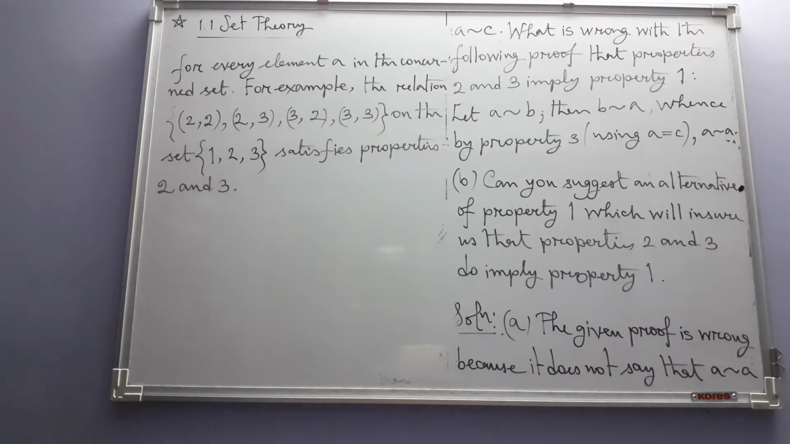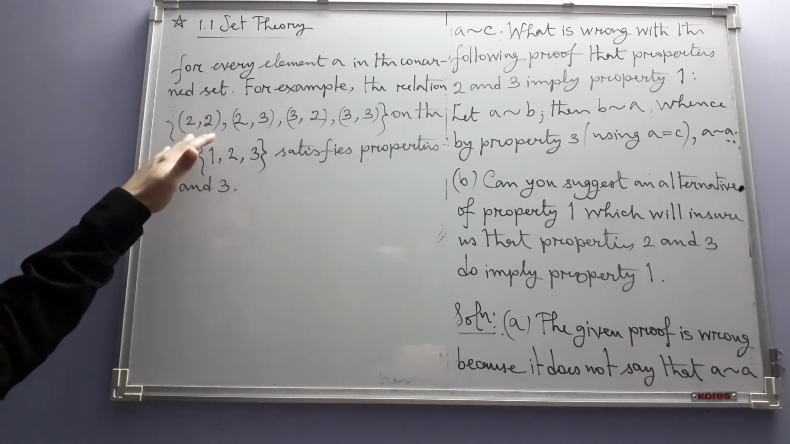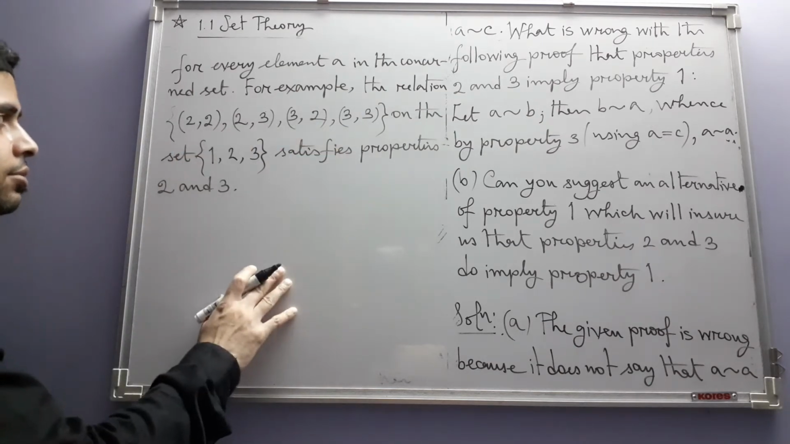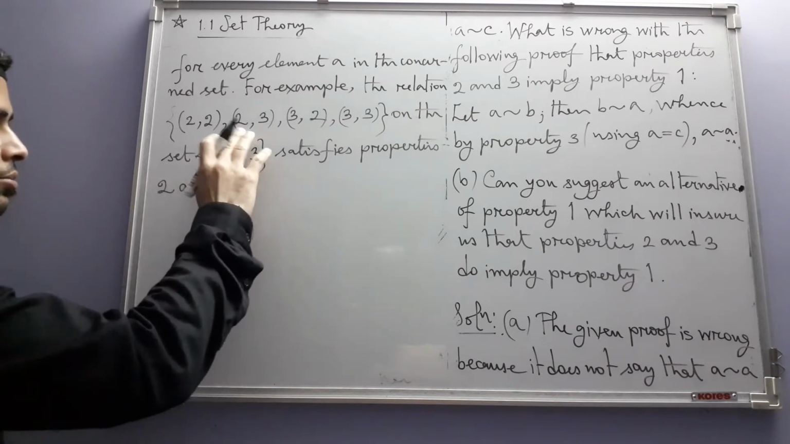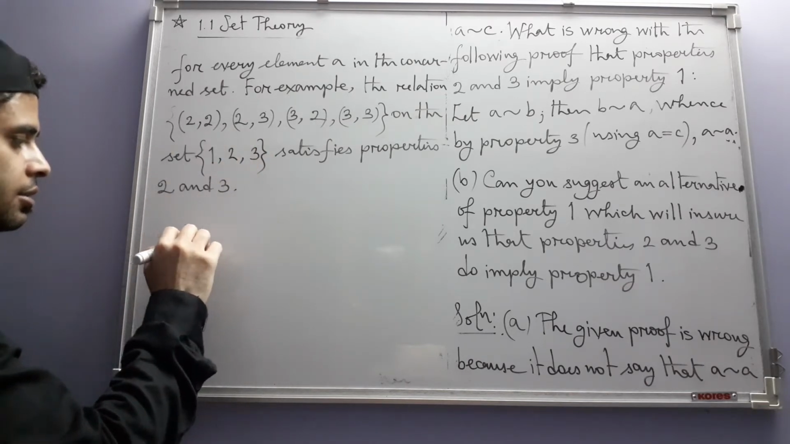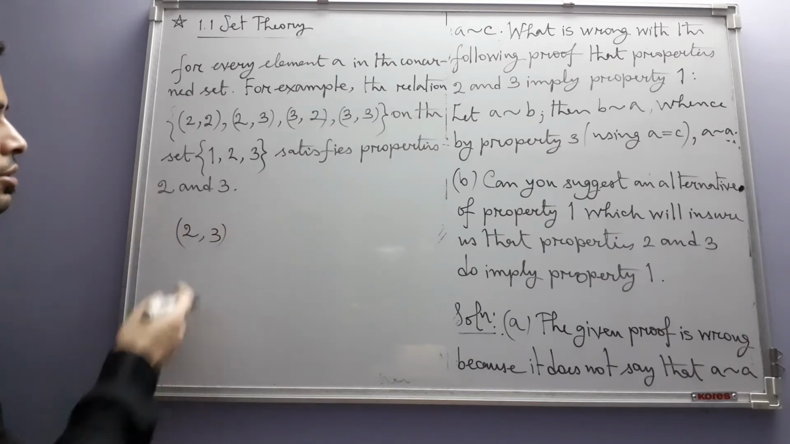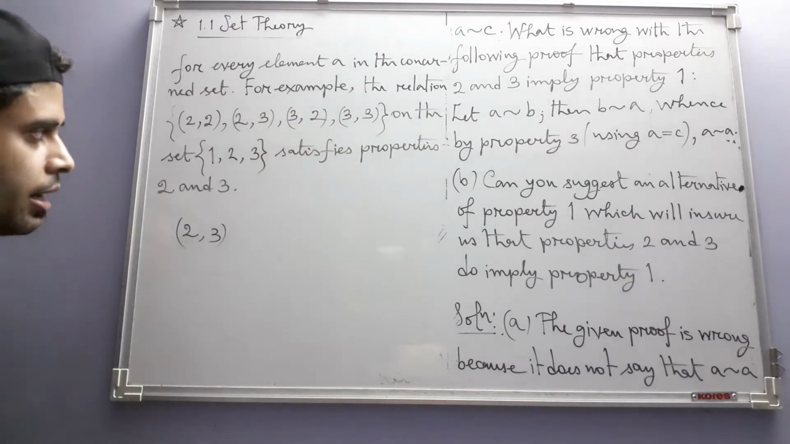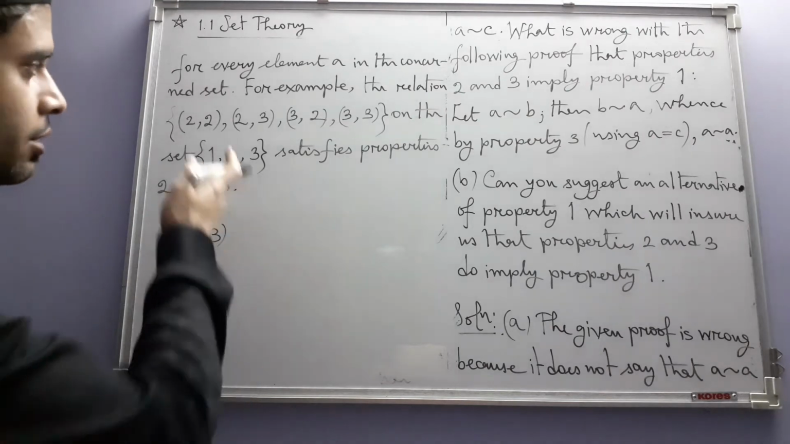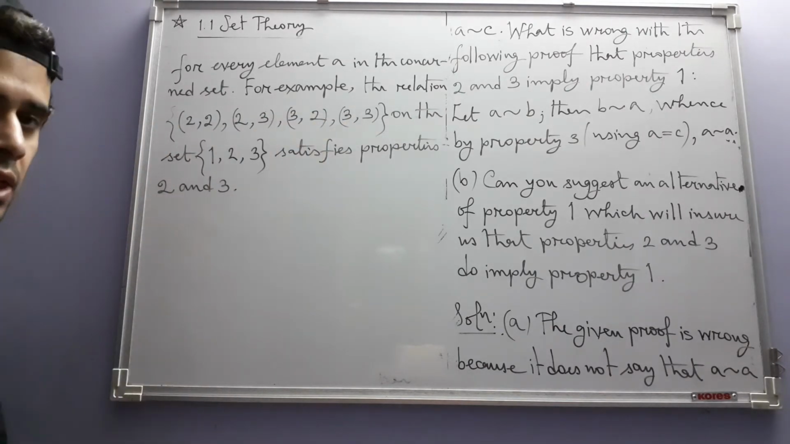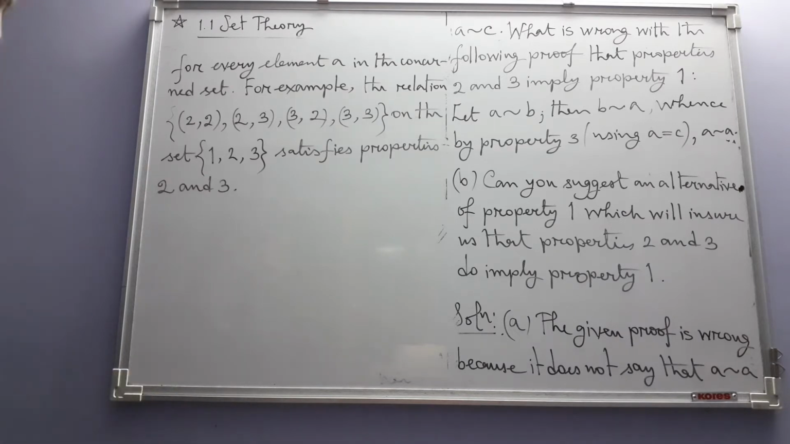This relation is symmetric as well as transitive. You can verify it quite easily. For symmetry, you can see that 2 is related to 3, so 3 is also related to 2, things like that. Transitivity also, you can see all the possibilities and you will come to the conclusion that it is transitive, but it is not reflexive.